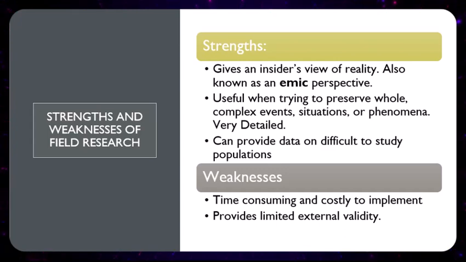So, field research gives us an insider's view of reality. This is called an emic perspective. It's useful when trying to preserve whole complex events, situations, or phenomena, and it is very detailed. And it can provide data on difficult to study populations, such as people who are participating in illegal activities, marginalized people like homeless, undocumented folks.